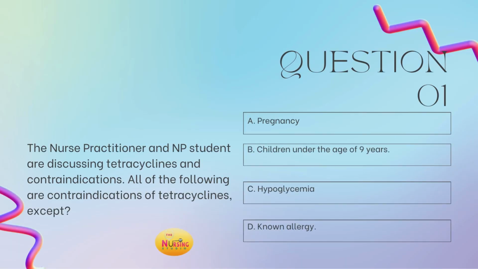Question number one for today states the nurse practitioner and NP student are discussing tetracyclines and contraindications. All of the following are contraindications of tetracyclines except: is it A, pregnancy, B, children under the age of 9 years, C, hypoglycemia, or D, a known allergy? Take a moment and tell me what you got in the comments.